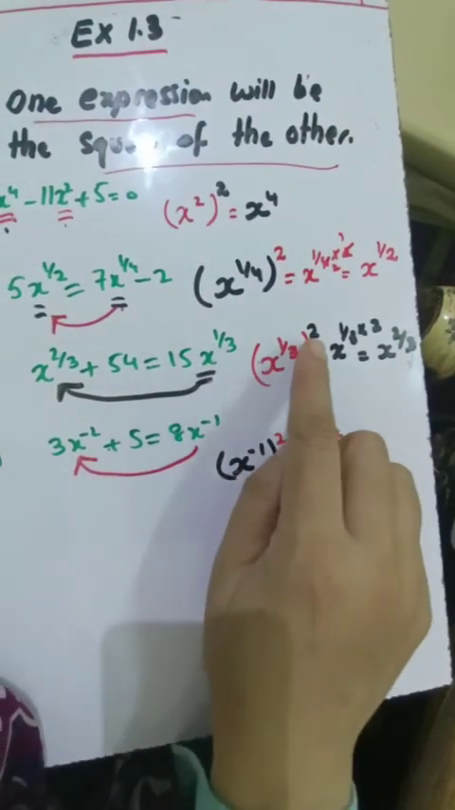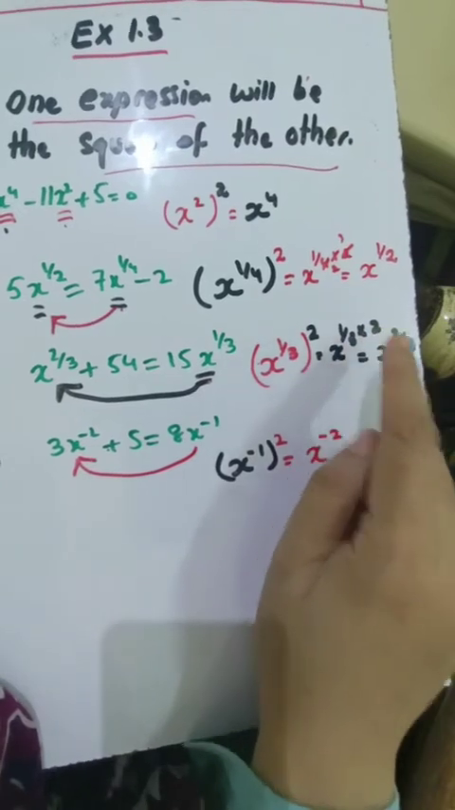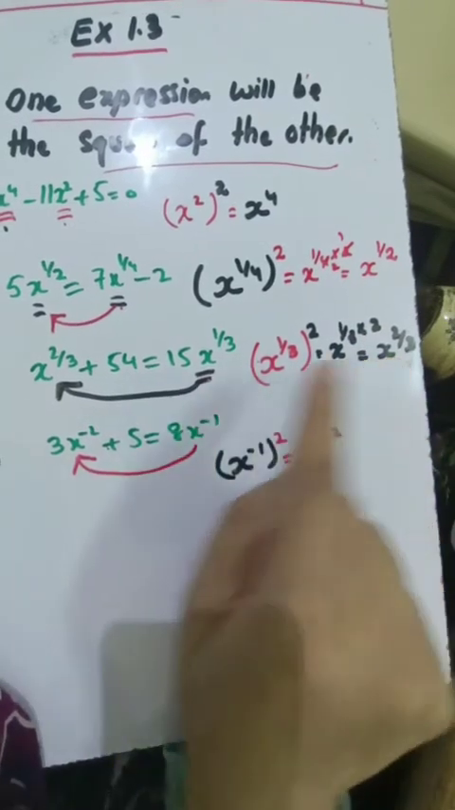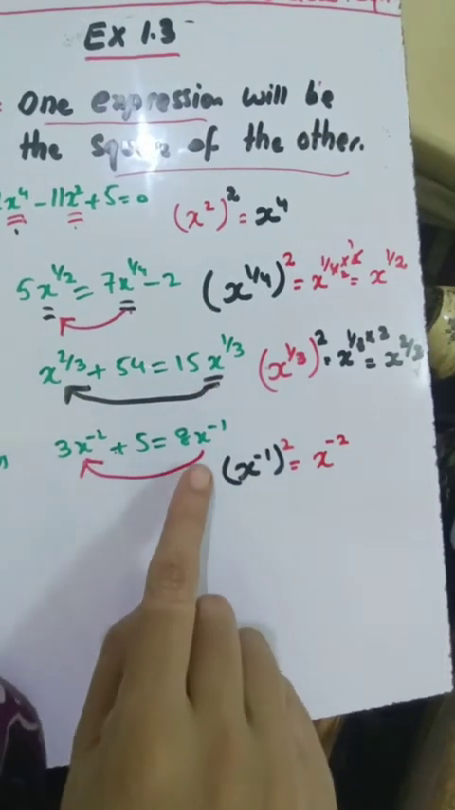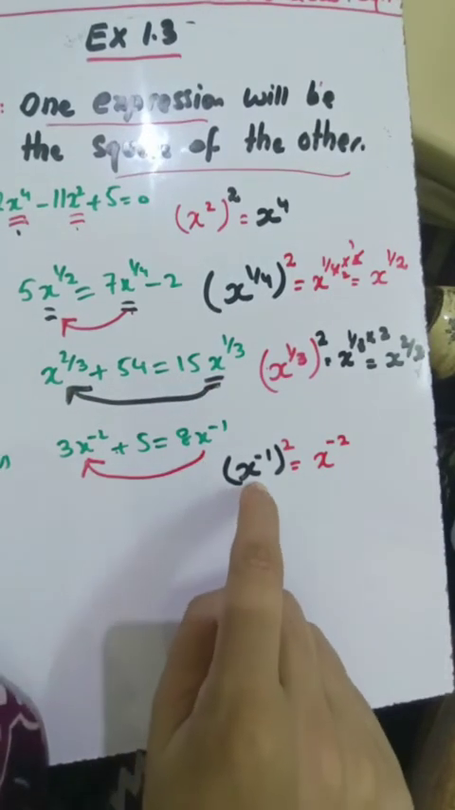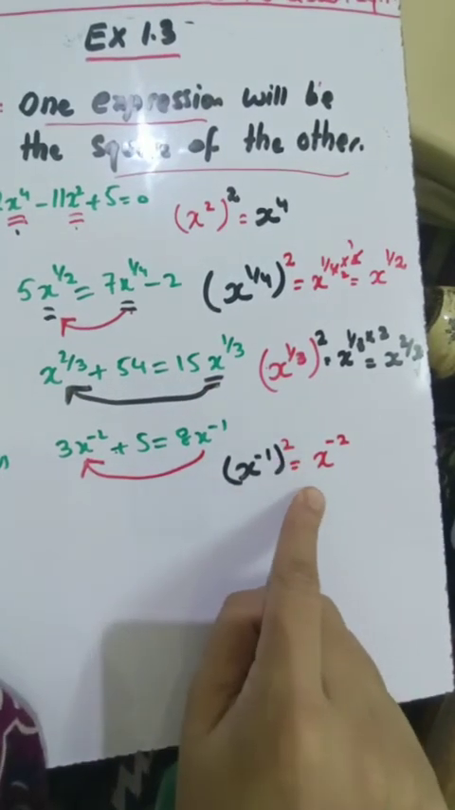x raised to power 1 by 3, its square was x raised to power 1 by 3 into 2, which is x raised to power 2 by 3. So when we took the square of this, we got this. Similarly, when we took the square of x raised to power negative 1, we got x raised to power negative 2.